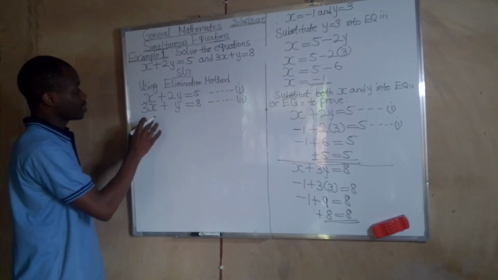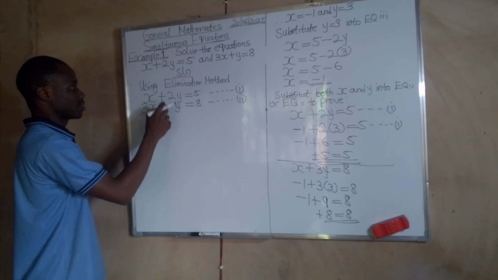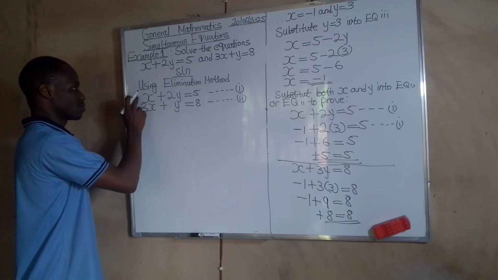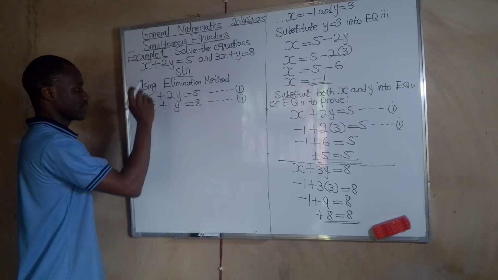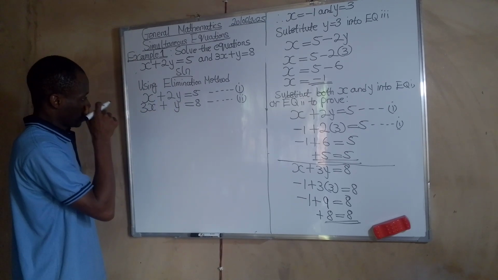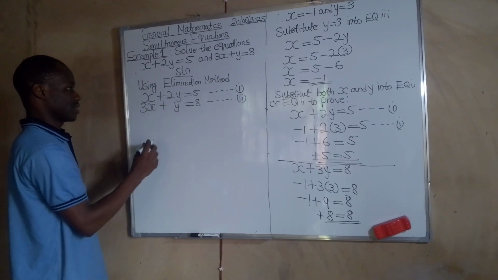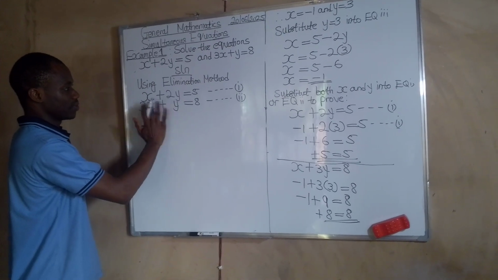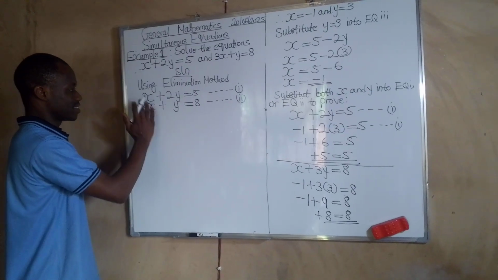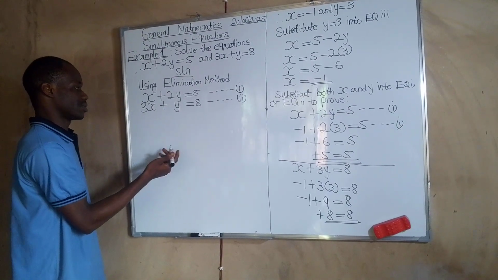So now, if we look at these values, I won't call them variables, but values, that's the x and y, then you notice that the coefficient of x in equation 2 is 3, while the coefficient of x here is 1, and the coefficient of y here is 2, and the coefficient of y here is invisible 1. What is coefficient? Coefficient is a number attached to a letter. So now, we cannot eliminate any of these because they don't have the same values or the same variables if you want to use the terms like that.